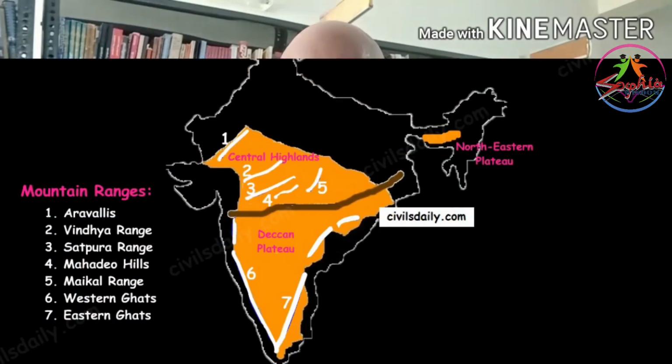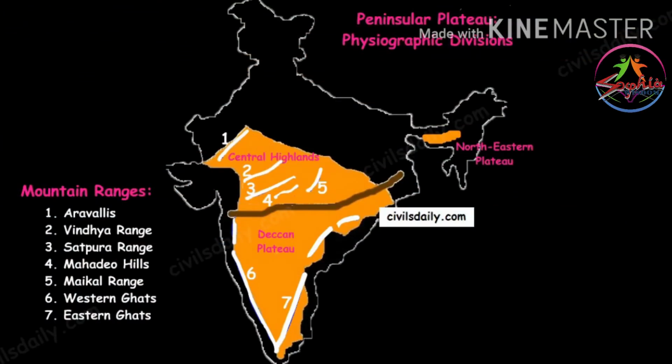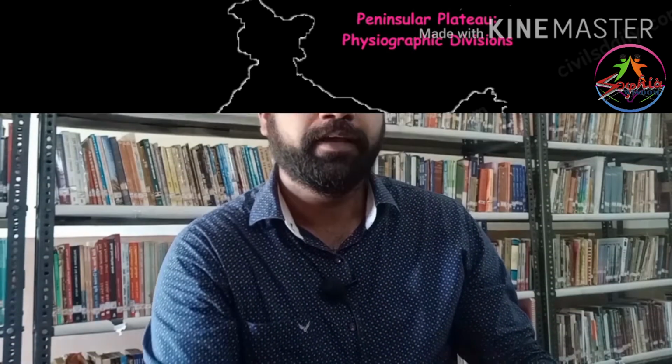The peninsular plateau consists of two broad divisions. That means the peninsular plateau is divided into two divisions. The first one is the Central Highland, also known as the Malwa Plateau, and the second one is the Deccan Plateau.